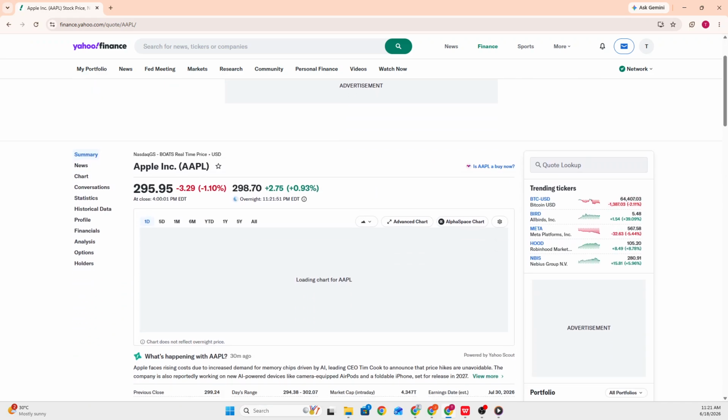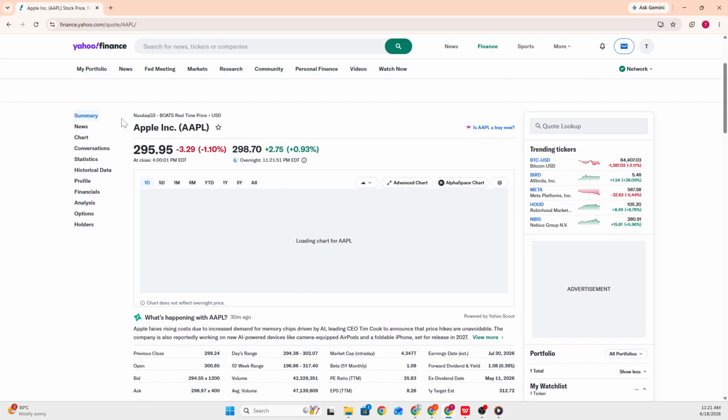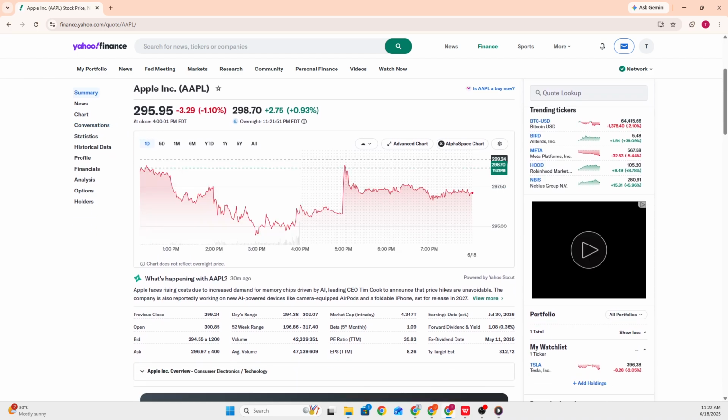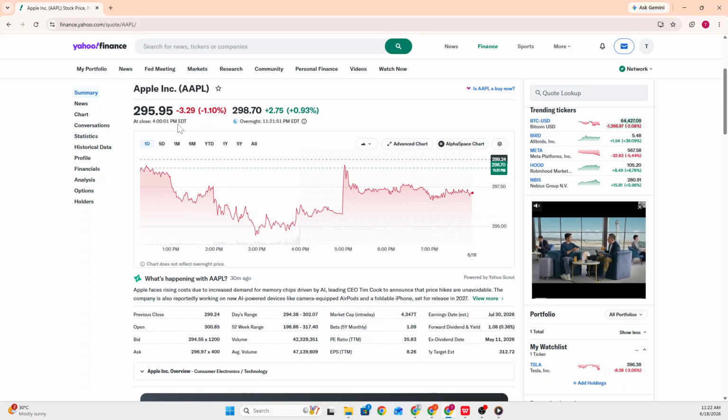Start by locating the ticker symbol near the top. In this case, the symbol is AAPL. Next, look at the previous day's closing price. This section shows the price at which the stock closed during the last trading day. You'll also see the daily change in both dollars and percentage.